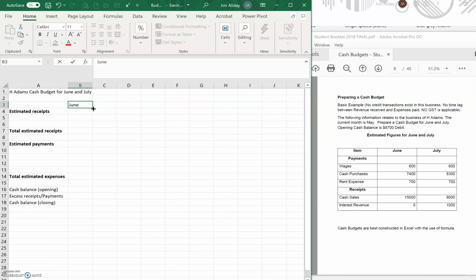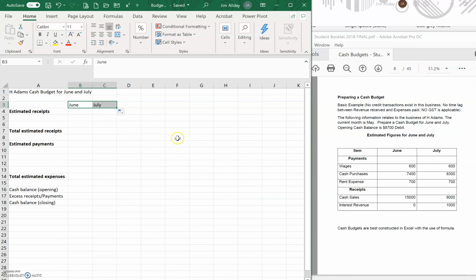So instead of writing out July, August, September, just hover your cursor onto the bottom right-hand side of the cell, click and drag, and you can see there it's automatically filling in the dates for us. We're just going to leave it at June and July for now. So if we look over here, these are our estimated figures for June and July. So we've got some payments and some receipts. Let's start with these receipts here.